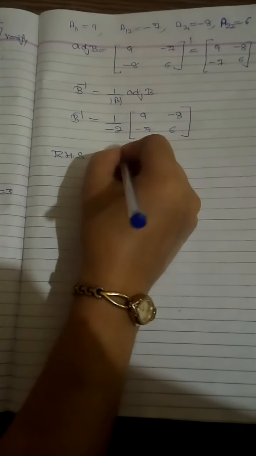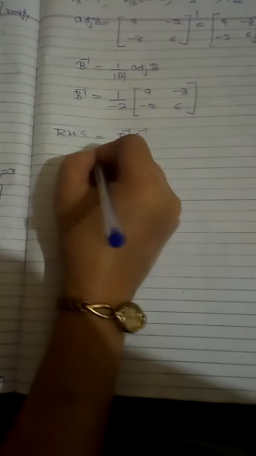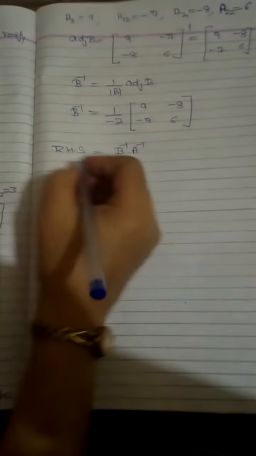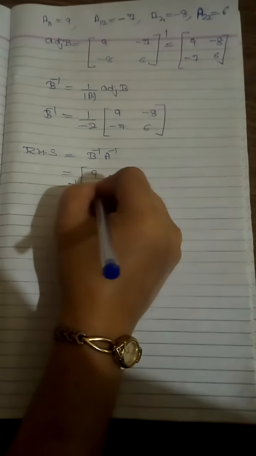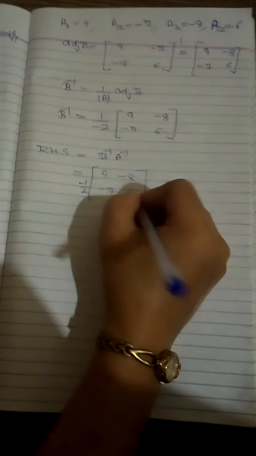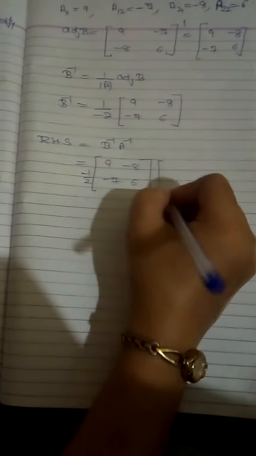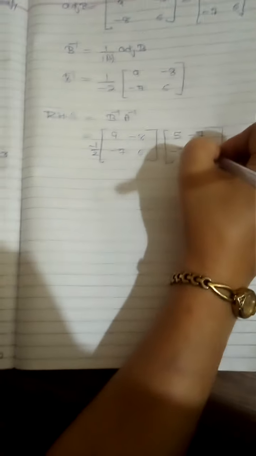B inverse, A inverse. Means in the place of B inverse we will put the value here: minus 1 by 2, [9, minus 8, minus 7, 6]. This is the value of B inverse. And the value of A inverse is this one: 5, minus 7, minus 2 and 3. Now minus 1 by 2 is as it is.